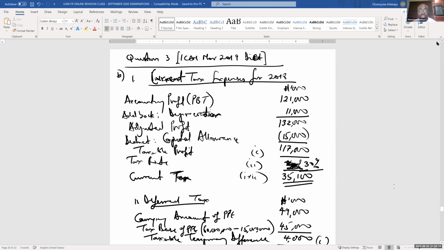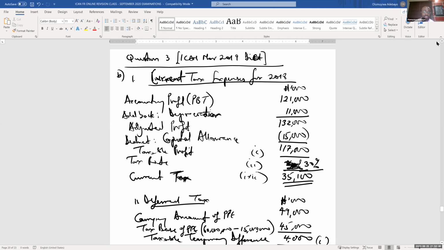Question 3 of ICAN November 2019 diet. I think the question goes for 20 marks in all. But the first 5 marks borders on your explanation of current and deferred tax, which I believe you earned easily. But let's look at the B question. The first part of B is for 10 marks. It wants us to calculate the income tax and also determine the deferred tax liability.